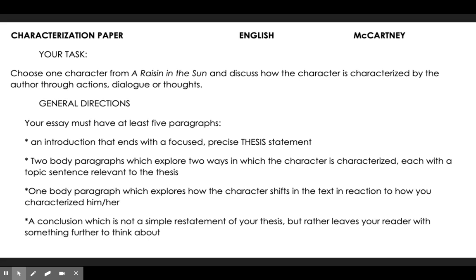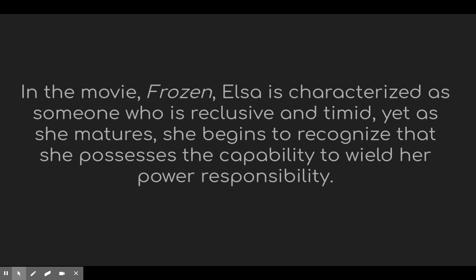And we're going to look at a model, so you guys will be pretty clear on what this looks like. But I want to give you an example. I couldn't think of a book that you guys had all read together, so I'm banking on the fact that most of you have seen the movie Frozen. So in the movie Frozen, Elsa is characterized as someone who is reclusive and timid, right? Those are the 2 ways that I'm characterizing her. Yet, as she matures, she begins to recognize that she possesses the capability to wield her power responsibly. So my first body paragraph would be about how the character is reclusive, and I would use textual evidence to show that she is reclusive and do a little bit of analysis as to maybe why she is reclusive, like what happened in the past.